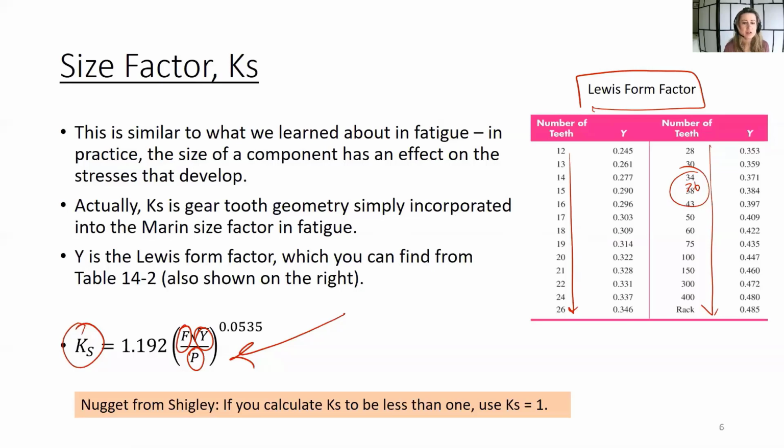Nugget from Shigley: if you calculate Ks to be less than 1, use Ks equal to 1. Saying Ks is less than 1 would be saying that you have less stress induced, which would not be a conservative approach. It wouldn't actually make sense. So Ks is 1.